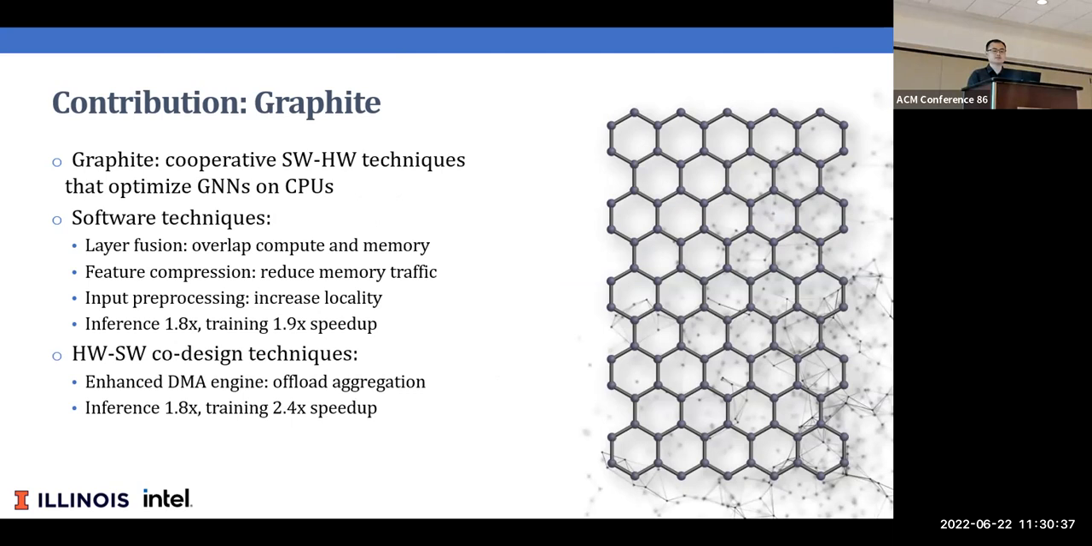Its software techniques include a layer fusion scheme to overlap the memory operations in the aggregation and the compute in the update, a feature compression scheme that reduces memory traffic by eliminating zeros, and an input preprocessing algorithm that increases the locality of the features. On average, the combination of the techniques speeds up the inference by 1.8x and the training by 1.9x. Graphite also enhances a CPU's DMA engine to offload aggregation. On average, the combined software and hardware efforts speed up the inference by 1.8x and training by 2.4x.